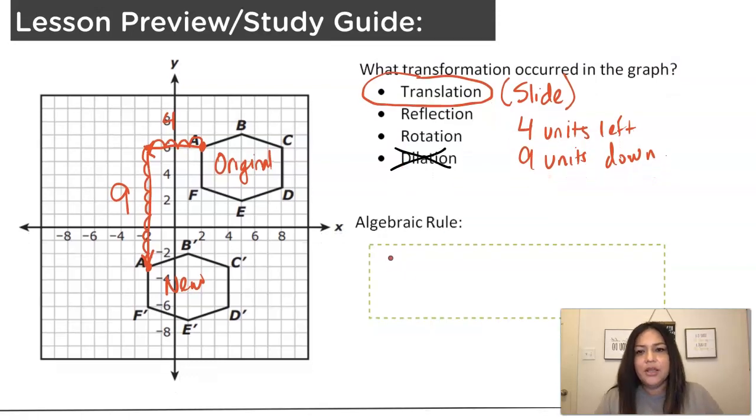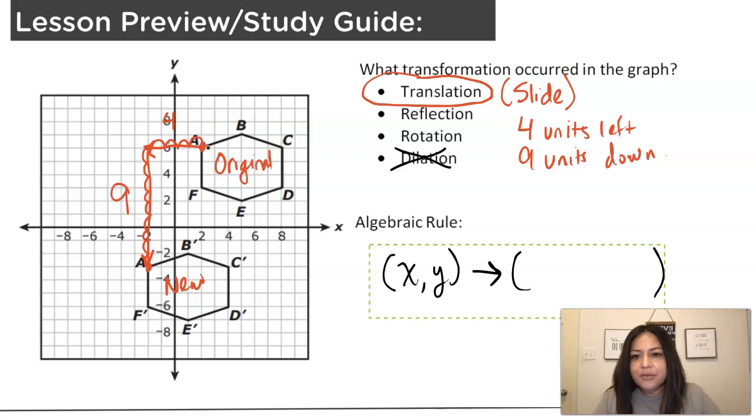happened to the coordinates. So I'm always going to start my algebraic representation as x comma y, with my little arrow, and then I have to indicate what happened to x and what happened to y. So I'm going to go ahead and write down my coordinates. Original A is at 2, 6. New A, which we call A prime, is at -2, -3. So I know that the coordinates changed. Okay, so it was a 2 and now it is a -2.